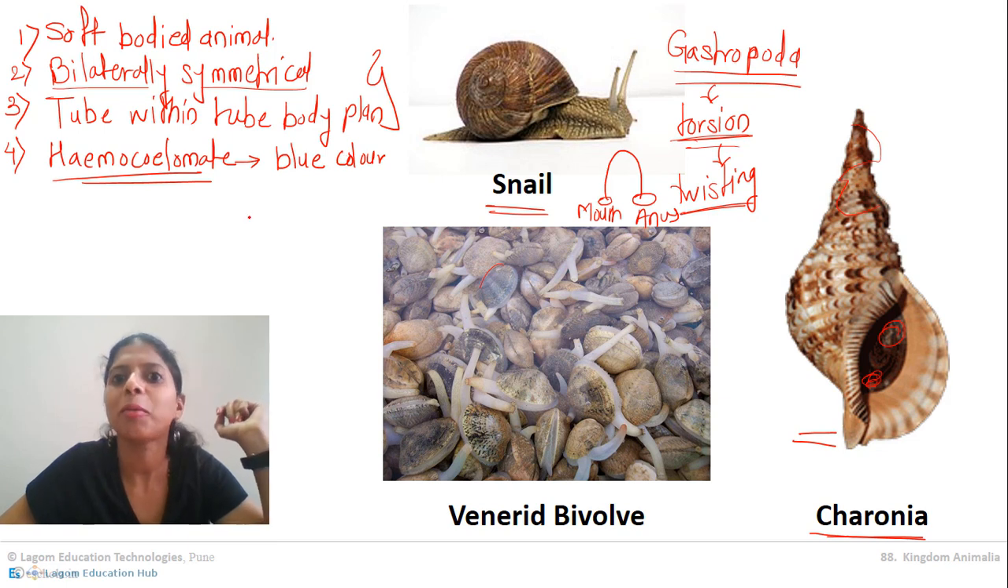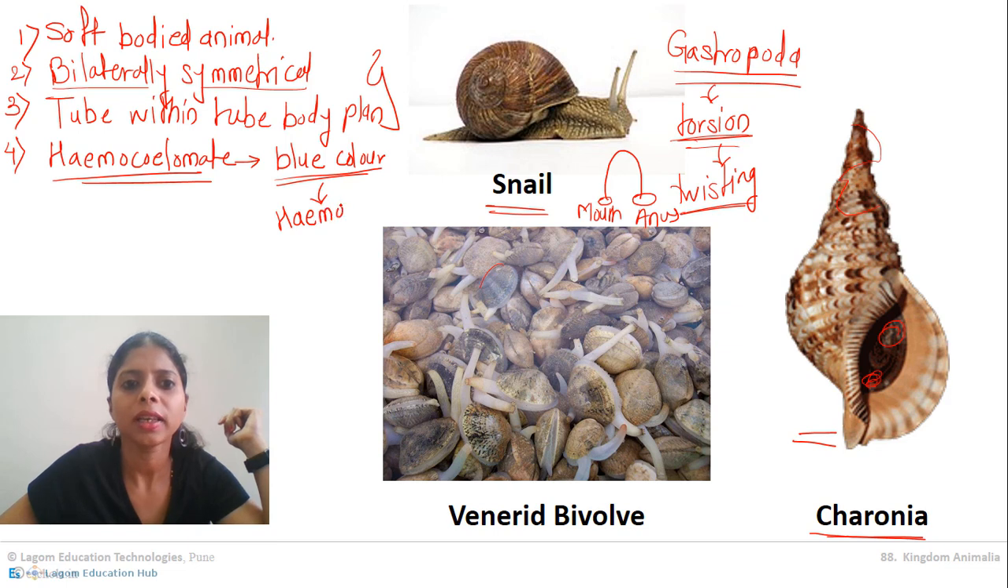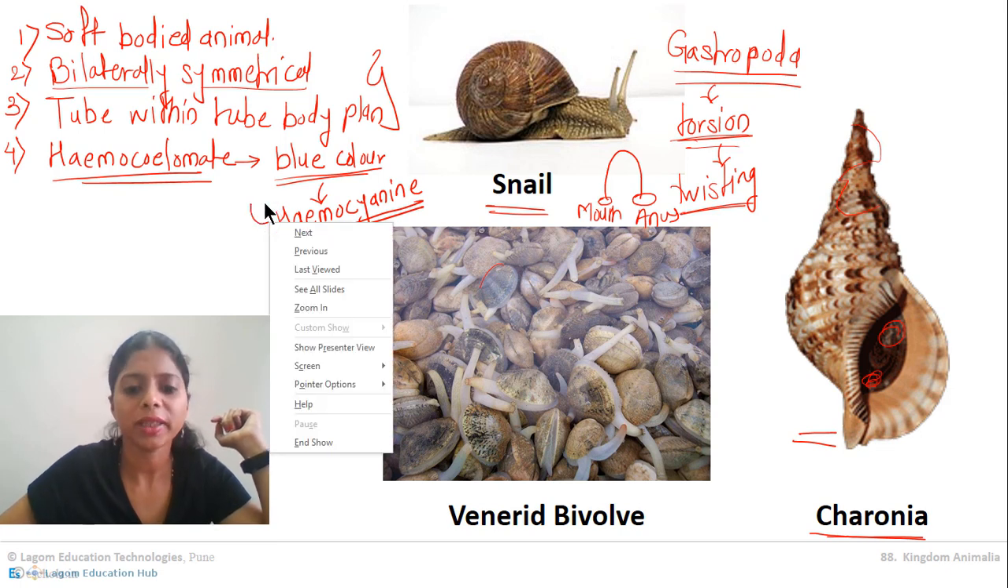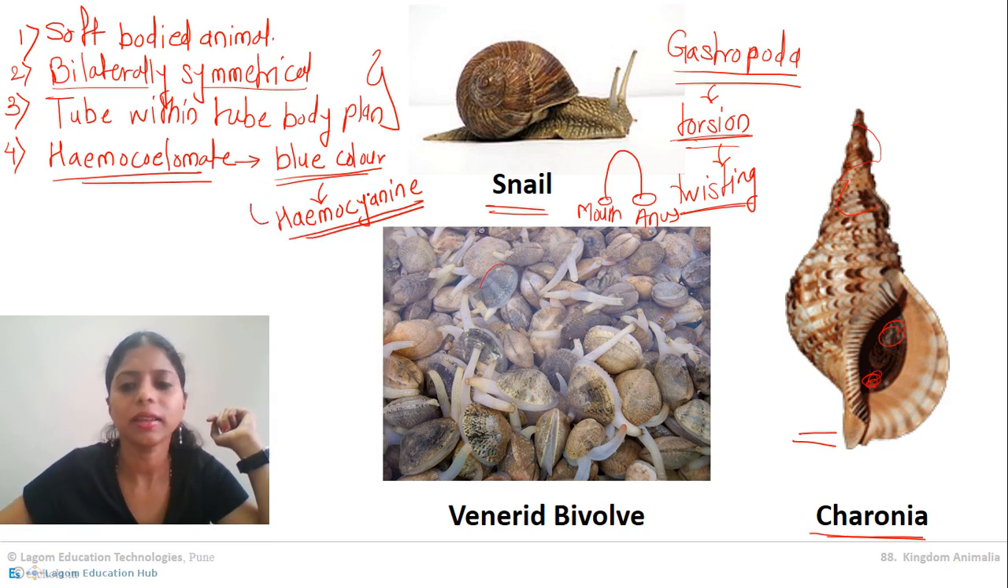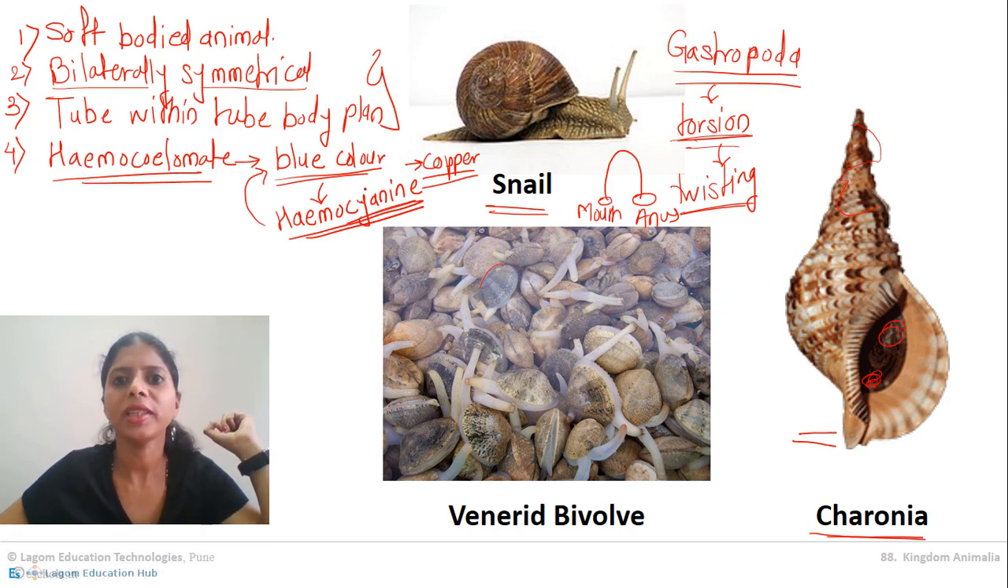So simply speaking their blood is blue colored blood, and this blue color is because of the presence of special pigments called hemocyanin. Hemocyanin is the pigment present in the body fluid, in the hemolymph, and this hemocyanin gives their blood a blue color because cyanin means copper. It is a copper containing compound. Understanding? And copper has blue color.